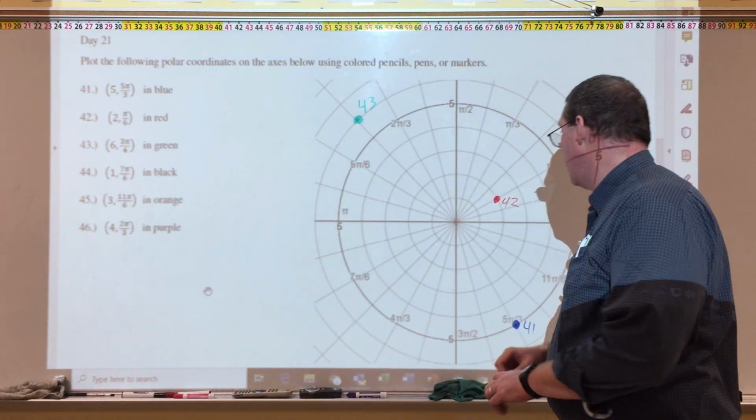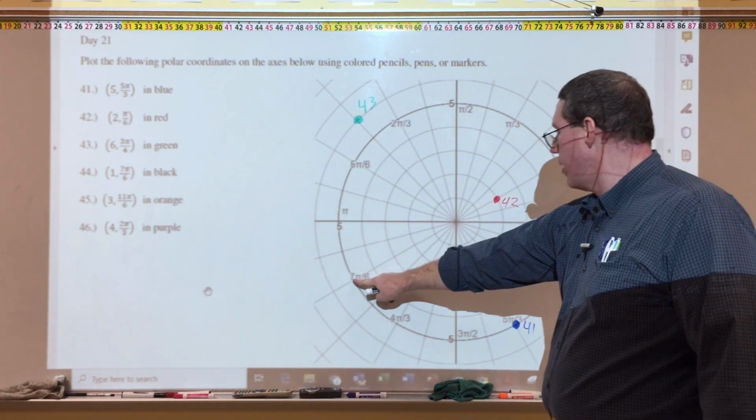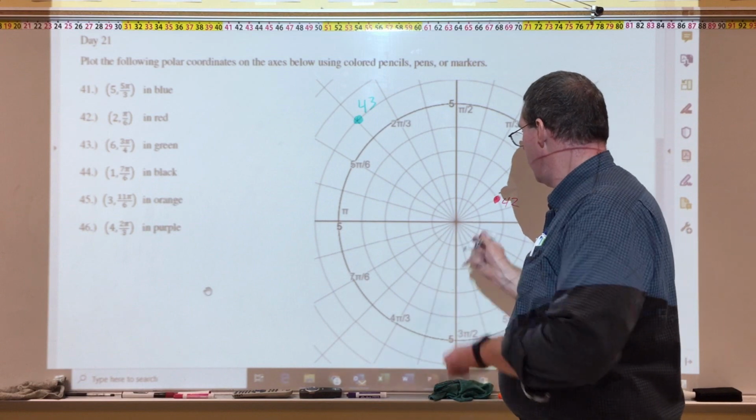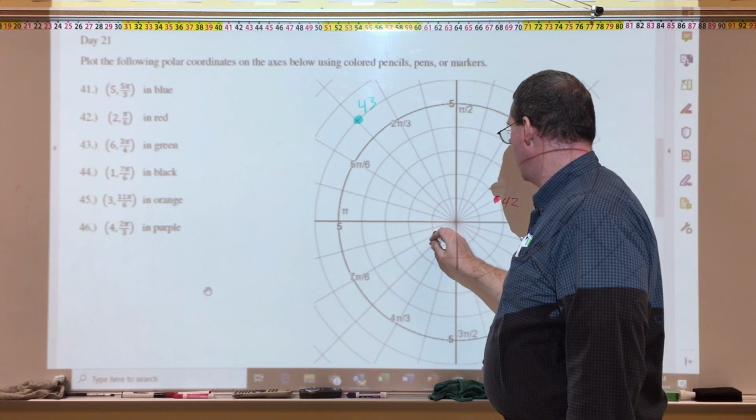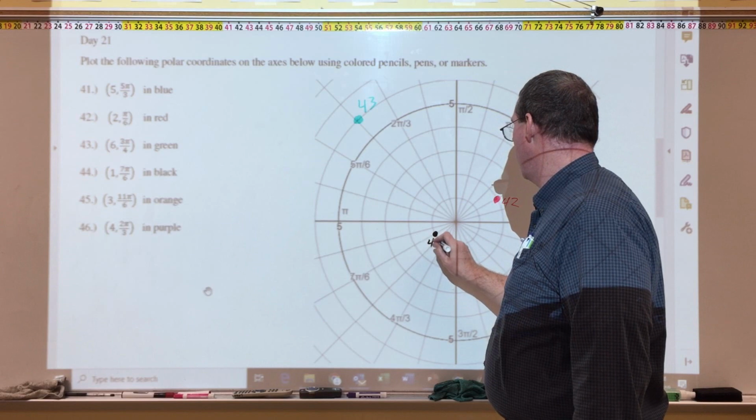Now we're going to plot, let's see here, 1 and 7 pi over 6 in black. 7 pi over 6 is right here, and the radius of 1 is right there. Radius of 1. So that's question number 44.